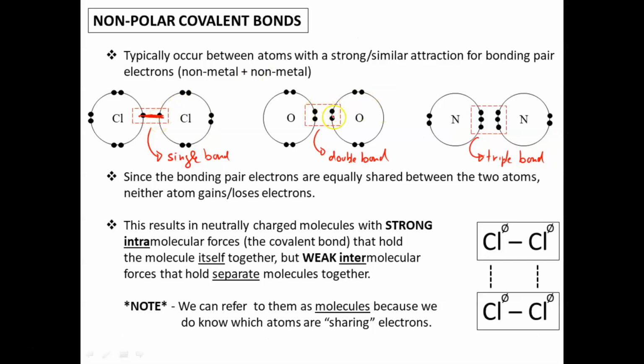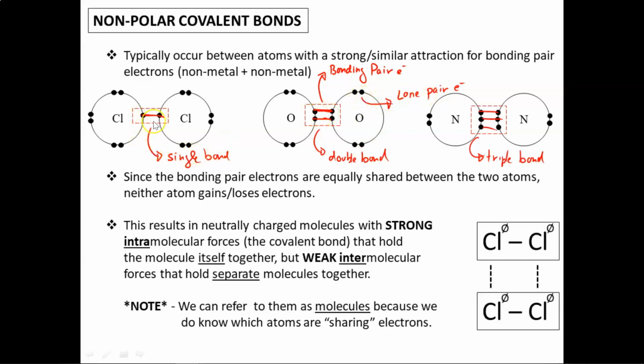Over here we see 2 pairs of electrons, so we call it a double bond. And over here it's a triple bond because there are 3 pairs of electrons involved. Now these pairs of electrons are referred to as bonding pair electrons because they're involved in the chemical bond. Since these ones are not involved with chemical bonds, they're by themselves, we call them lone pair electrons instead.